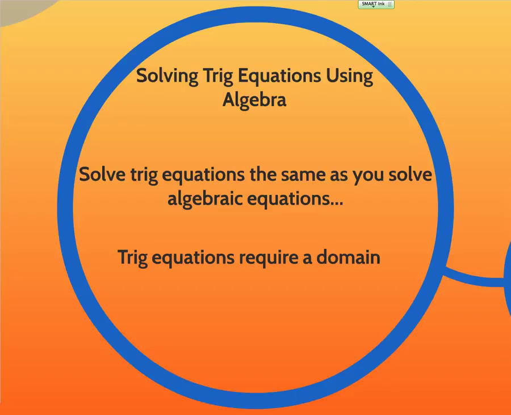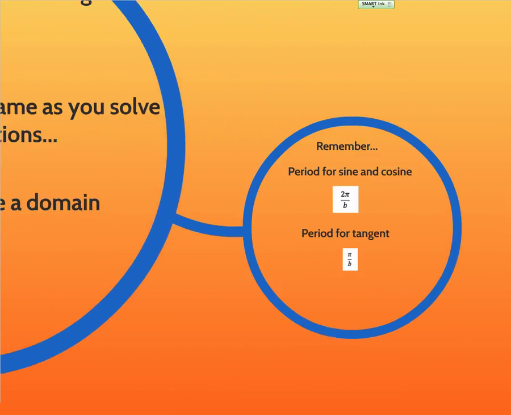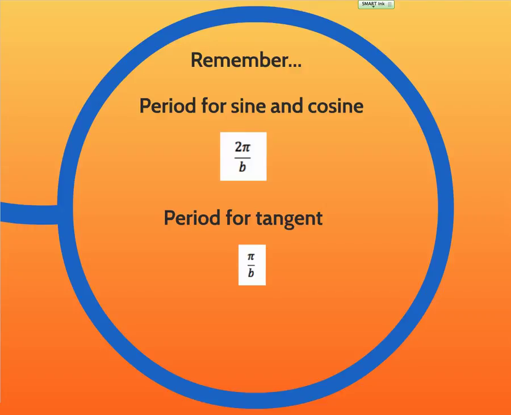Now there is something, before we look at the infinite number of solutions, that we do need to remember as we solve these algebraically, and that is the period. Just remember that for sine and cosine, the period is 2 pi, and for tangent, the period is just pi. Now that is on the back of your unit circle packet, so if you forget, it's right there.